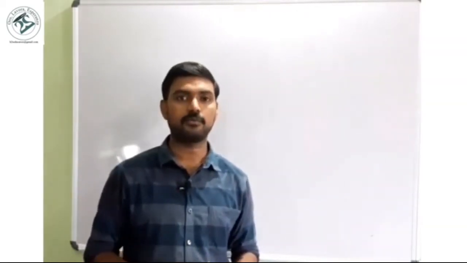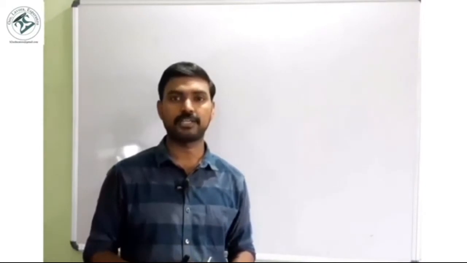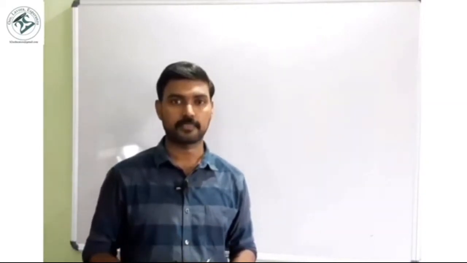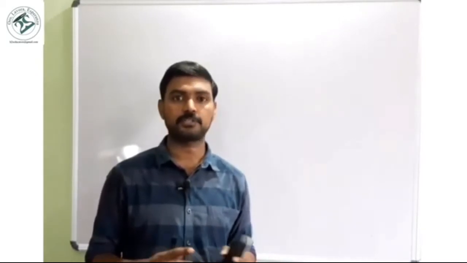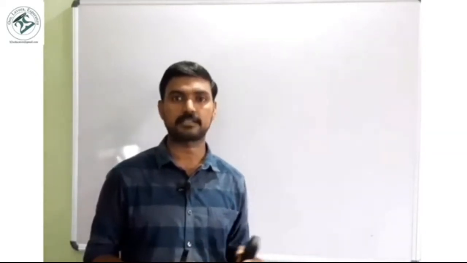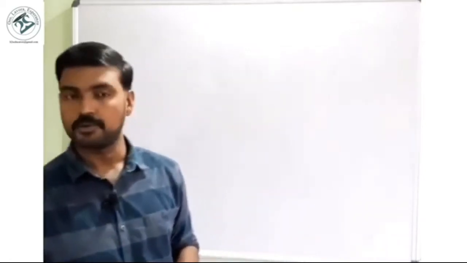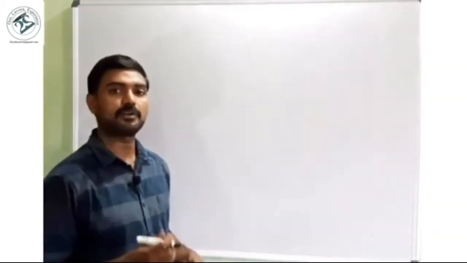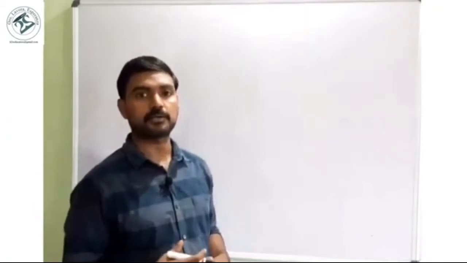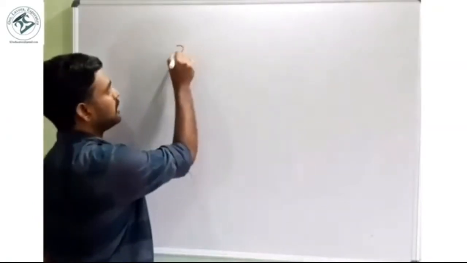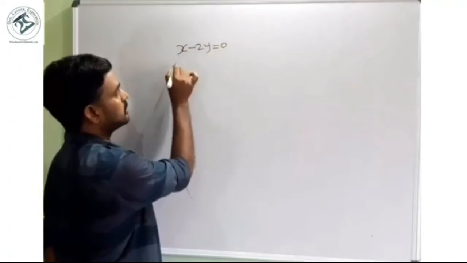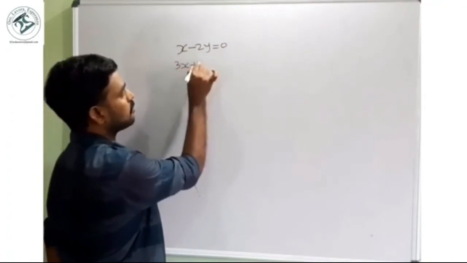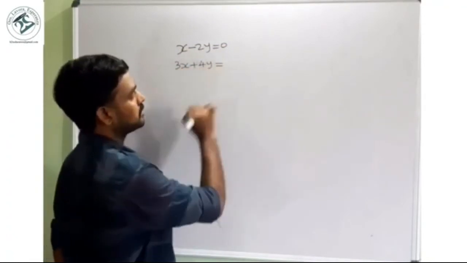One is how to solve a pair of linear equations graphically, and also we are going to study the properties of coefficients of a pair of linear equations and its graph. So we can take the example we already discussed in part 1: x minus 2y is equal to 0 and 3x plus 4y is equal to 20.